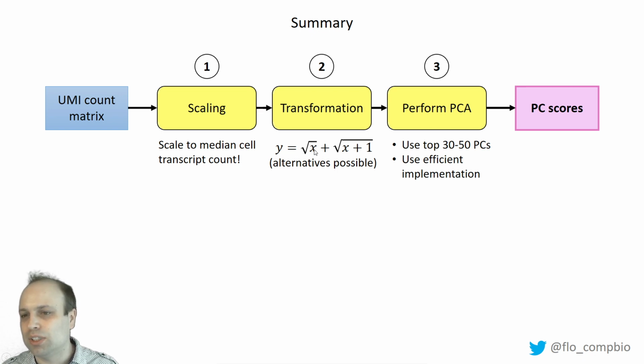I recommend this square root based transformation, but like I've shown you, alternatives are also possible. Then determine the first 30 to 50 principal components and use the randomized implementation that I mentioned. And that's it, and then you have your principal component scores, and that works, I think, very well most of the time. And it's very simple. If you know how to program in any programming language, this is very simple to implement.